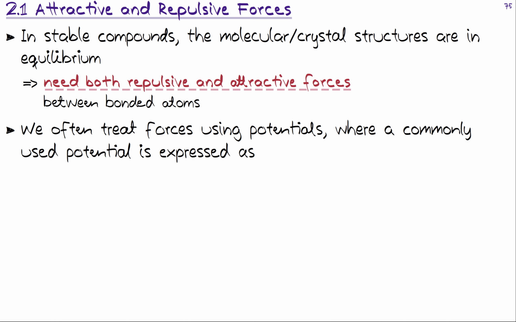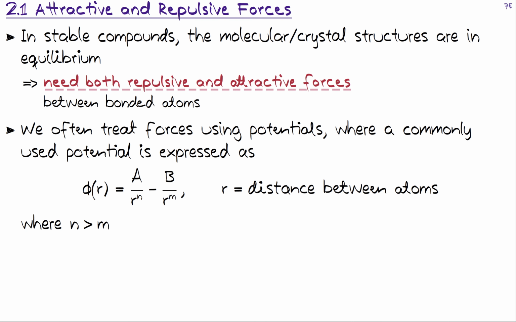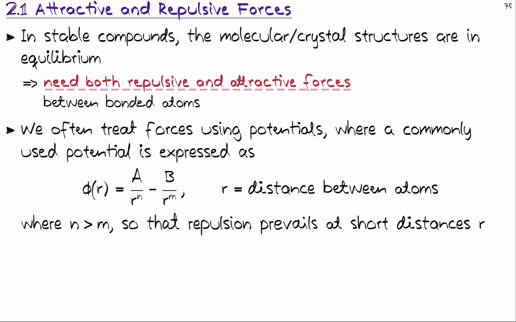And here a commonly used potential form, this is just a generic form of a potential, is that we have phi potential, and it's of the form that we have some kind of constant A divided by R to the power of N minus another constant B divided by R to the power of M. And R is the distance between the atoms, and we want to have a potential trap, so that we want to have a stable potential and stable substance. So N must be greater than M, so that the repulsion prevails at short enough distances R.